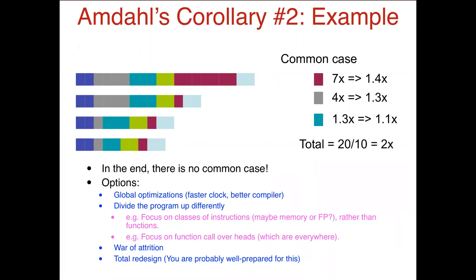divide it up differently. So instead of thinking about functions, this is the parameter parsing, this is the file output at the very end, and this is your, I don't know, matrix addition, this is some setup, stuff like that. Instead, maybe let's just segment this out into classes of instructions instead. So we have memory instructions, floating point instructions, and focus on those instead.